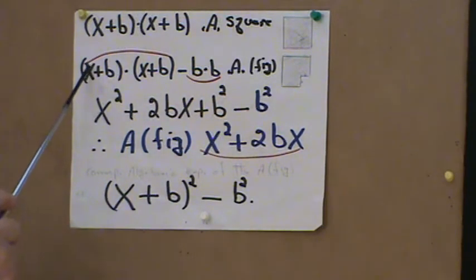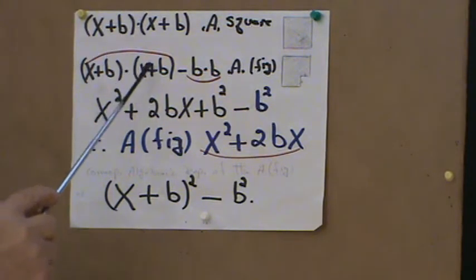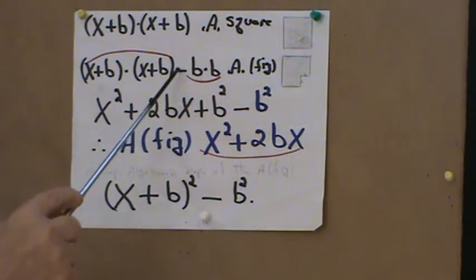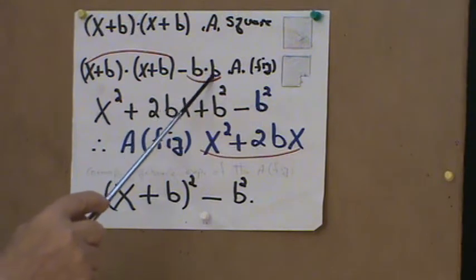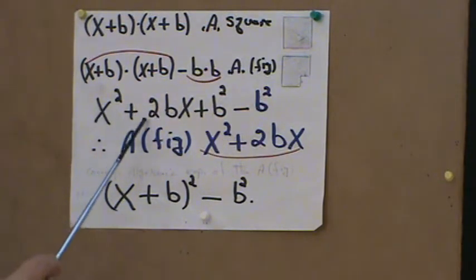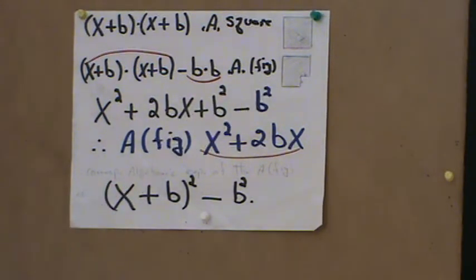So this is x plus b times x plus b, the dimension of that, minus b by b, which is b squared. So I wrote that one, and then we came up to this expression, and look what happens. b squared and b squared, they cancel each other. They are additive inverses, so they cancel each other to 0, so I'm left with what?